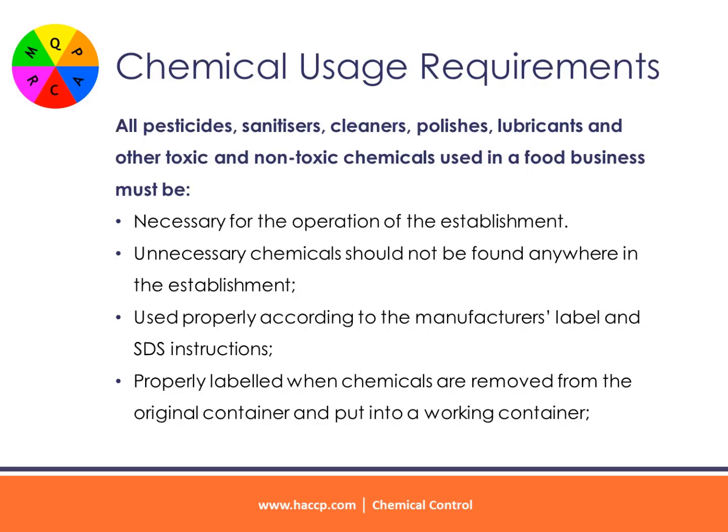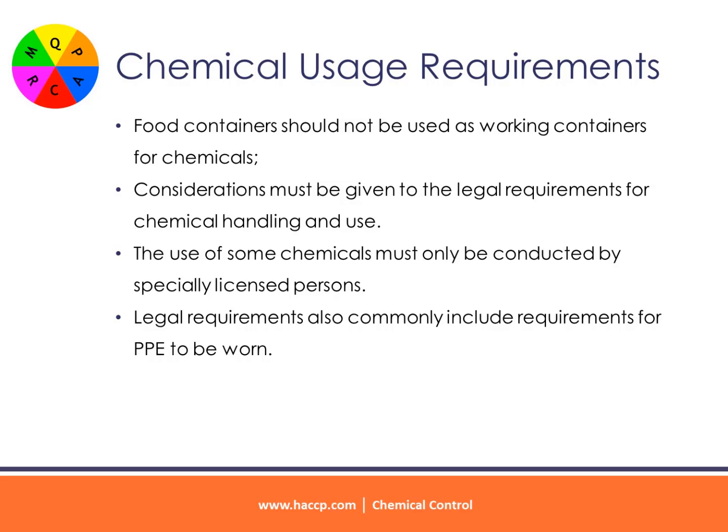Chemical usage requirements. All pesticides, sanitizers, cleaners, polishes, lubricants and other toxic and non-toxic chemicals used in a food business must be necessary for the operation of the establishment. Unnecessary chemicals should not be found anywhere in the establishment. Chemicals must be used properly according to the manufacturer's label and SDS instructions, and properly labeled when removed from the original container and put into a working container. Food containers should not be used as working containers for chemicals.